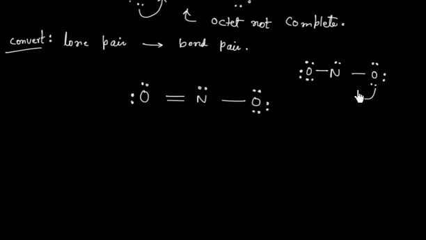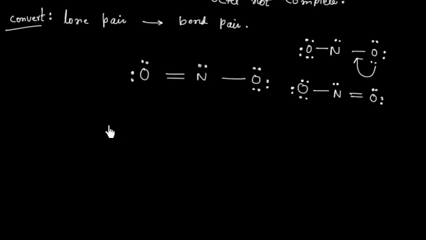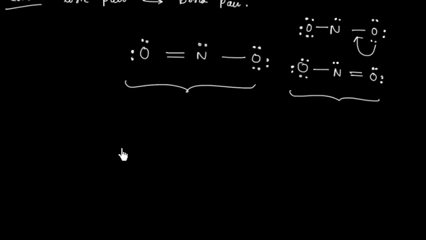So if you wish, you can convert this other lone pair into a bond pair. If you do that, you will have nitrogen with a lone pair, there will be a bond pair, and 2 lone pairs here, and you have oxygen. So these are the two possible resonating structures. These are two Lewis dot structures. This is also a Lewis dot structure, and this is also a Lewis dot structure.